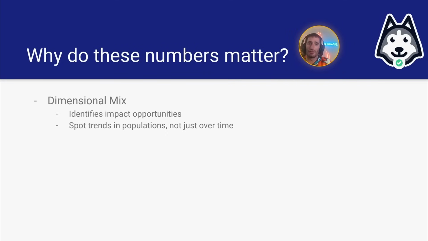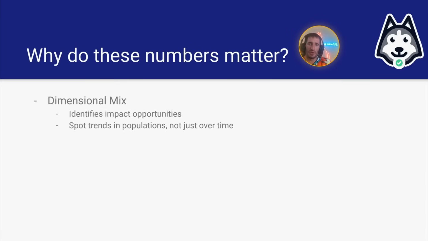Dimensional mix is really great for root cause analysis as well. Say you see a dip in a total aggregate and you're like, why is that number going down? Then you look at the dimensional mix and you're like, oh, it's going down even more in the US, or even more in iPhone users, and you can find the subset population that is impacted the most, and that can help you figure out what is actually going wrong.